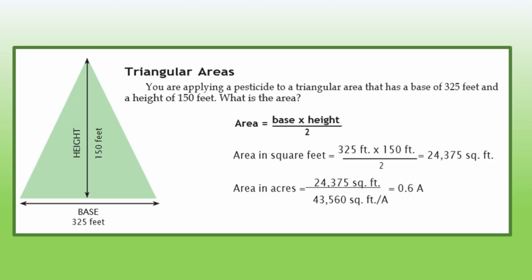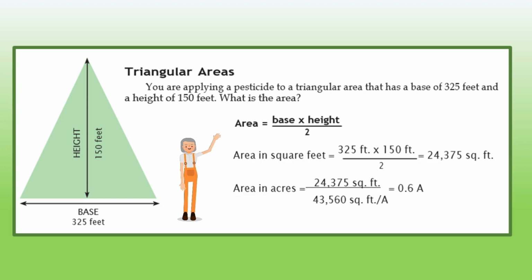Now another common type of shape you might deal with when figuring out how much pesticide to apply is going to be a triangular area. Let's say you are applying a pesticide to a triangular area that has a base of 325 feet and a height of 150 feet. What is the area? Area in this case is going to equal base times height divided by 2.